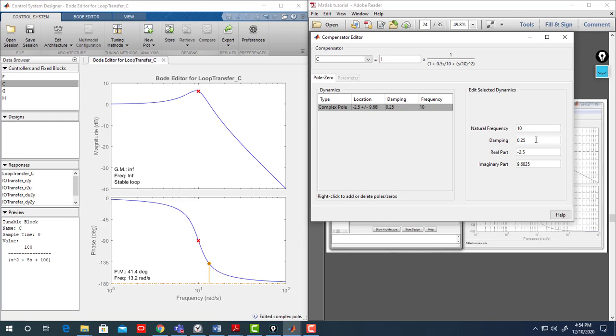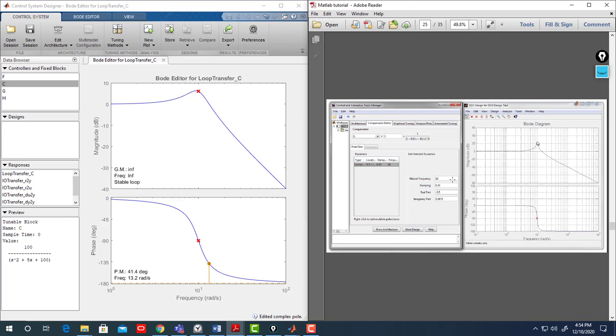And that's what we saw before. Let's continue the tutorial. So we saw the effect of damping ratio. Now what they did is shift the natural frequency from 10 to 1, for example.